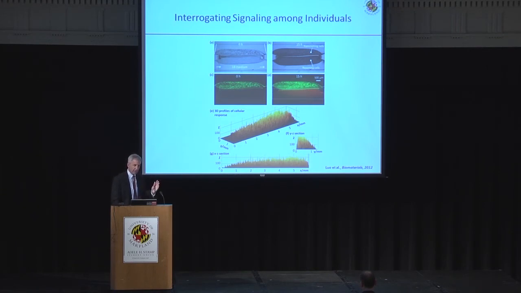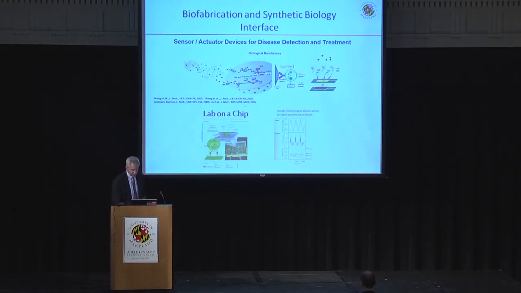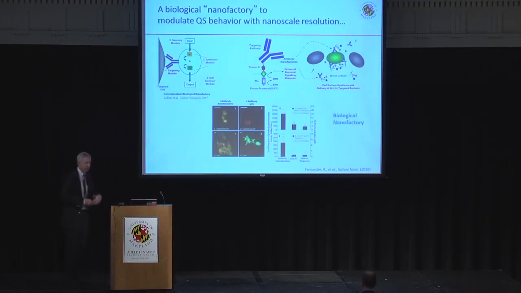So another question that we have then is how can we manipulate the quorum sensing with sort of nanoscale resolution? And so I turn to another way in which we might modify the behavior, and this is by localizing the synthesis or degradation of the autoinducer on a cell. And so this concept was published in Nature Nanotechnology, a biological nanofactory, if you will, in 2007.